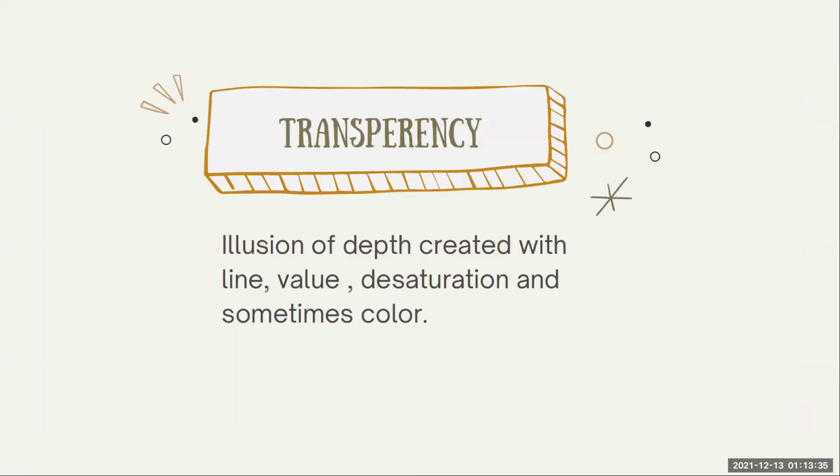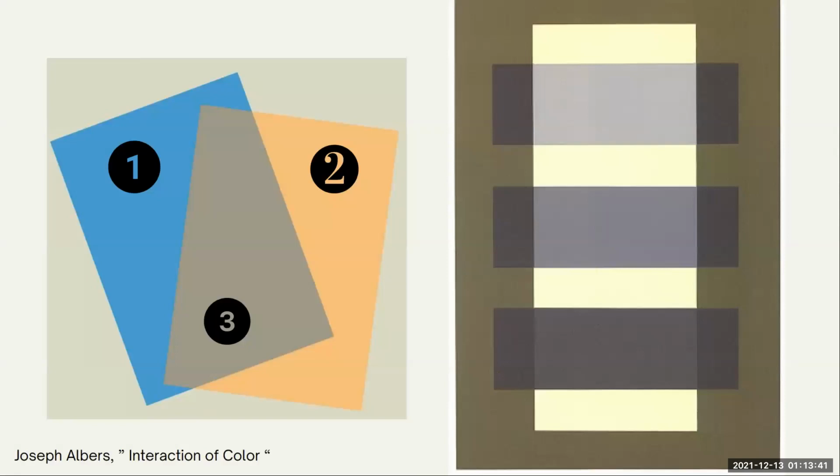Transparency. So transparency is the illusion of depth created with line, value, desaturation, and sometimes color. What you're looking at are some plates from Josef Albers' Interaction of Color. Now, if you notice, in order to give the illusion that things are overlapping, there is some desaturation happening, some adding of gray. So color dipping into another hue in order to get that third color that's on the first one, or the center bars that shift in value in the second one.